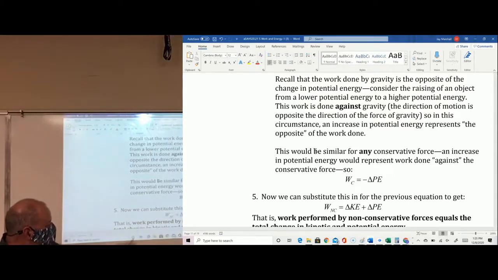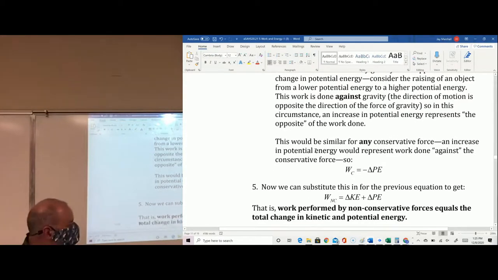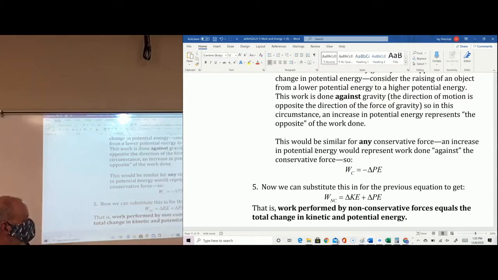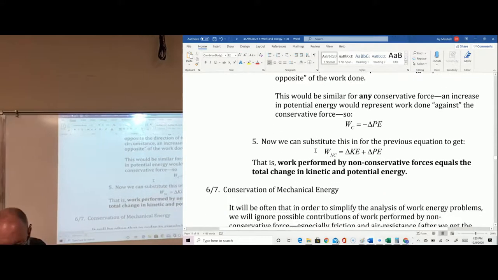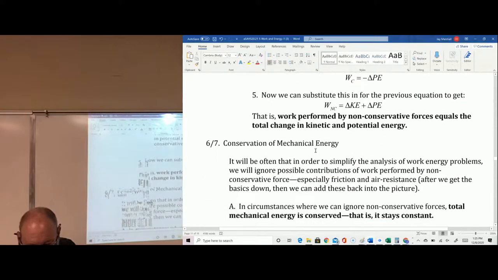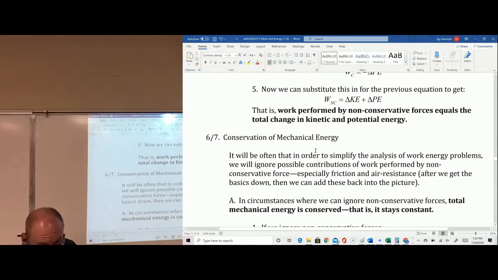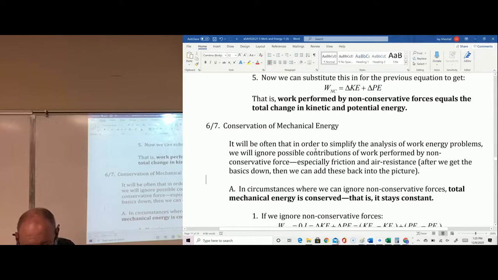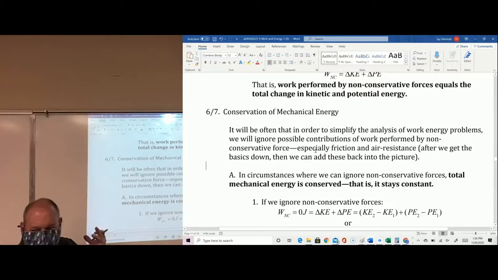So the work performed by non-conservative forces equals the total change in kinetic energy and potential energy. The work done by non-conservative forces equals the total change in potential and kinetic energy. And then work done by conservative is negative change of potential? Yes. Yes. Okay.